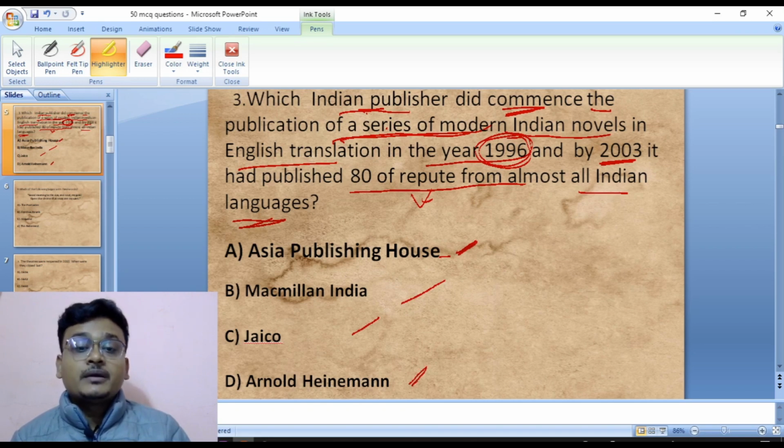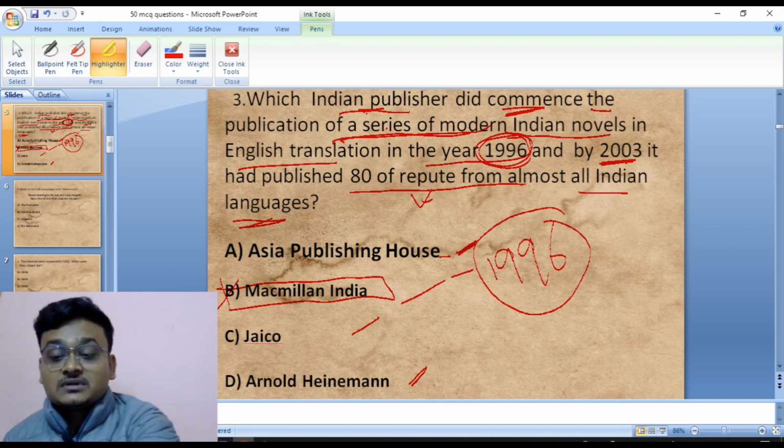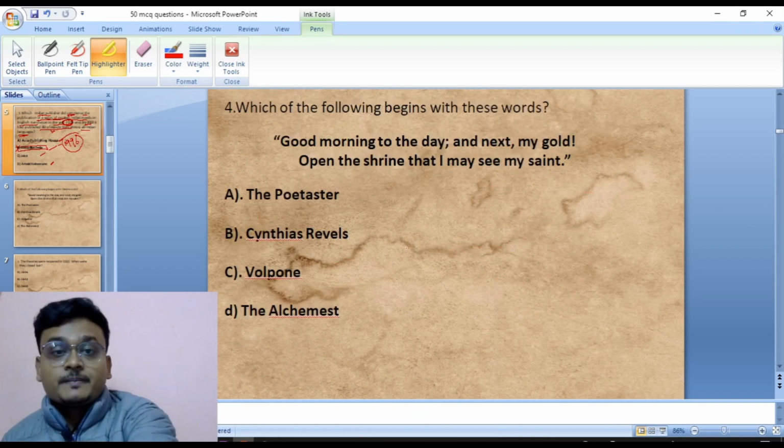So option B, Macmillan India, commenced the publication in the year 1996, and by 2003 it had published 80 works of repute from almost all languages. So option B, Macmillan India, is the right option here. Okay, now move to the next question.